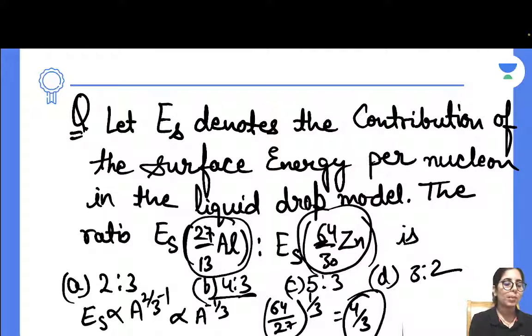But the most important point here is that you have to take the per nucleon, meaning you also have to divide by A. Surface energy dependency on A, you also have to divide it by A. So that's great. Very good, Deepika.